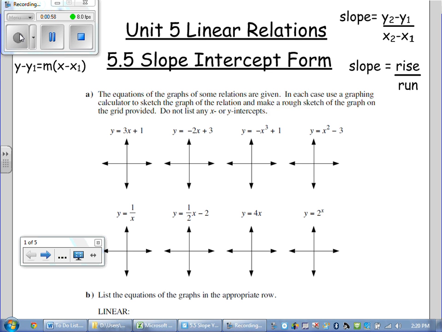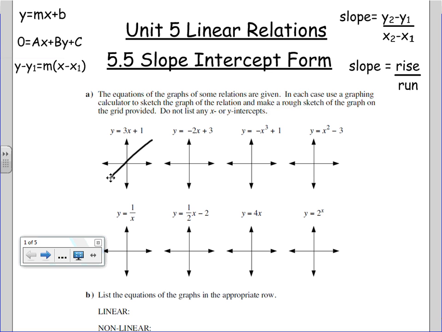Graph it in your calculator. You should get something that looks like that for that one. The next one should look like this. Like that. We'll talk about all these. We're just practicing graphing right now. You should be able to get all those things in.